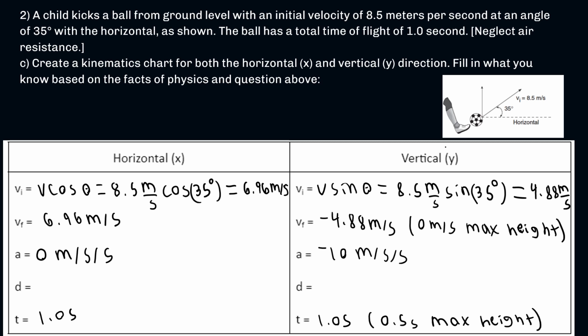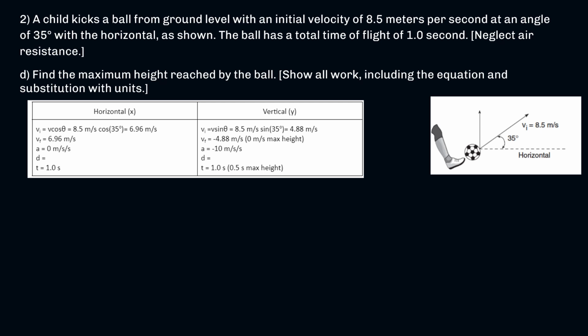All right, so for this, we can then move into the next part of our example, which is going to be part D. All right, let's take a look at part D. We're going to find the maximum height reached by the ball, and again, show our work including the equation and substitution with units. Since height is in the vertical direction, that's up and down, we're going to use the y portion, or the vertical portion, of my kinematics chart. So for this, I have my initial velocity, I have my final velocity at this height, I have my acceleration, and I have the time it takes to get to this height.